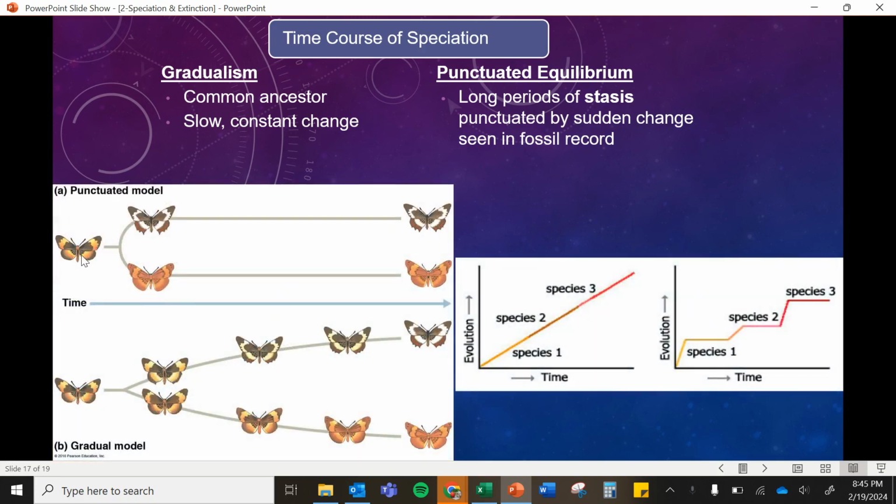So punctuated equilibrium, where we have an organism, and then we'll have rapid speciation occurring, and then they're staying very similar. And gradualism, where they're changing slowly over time into two different species.